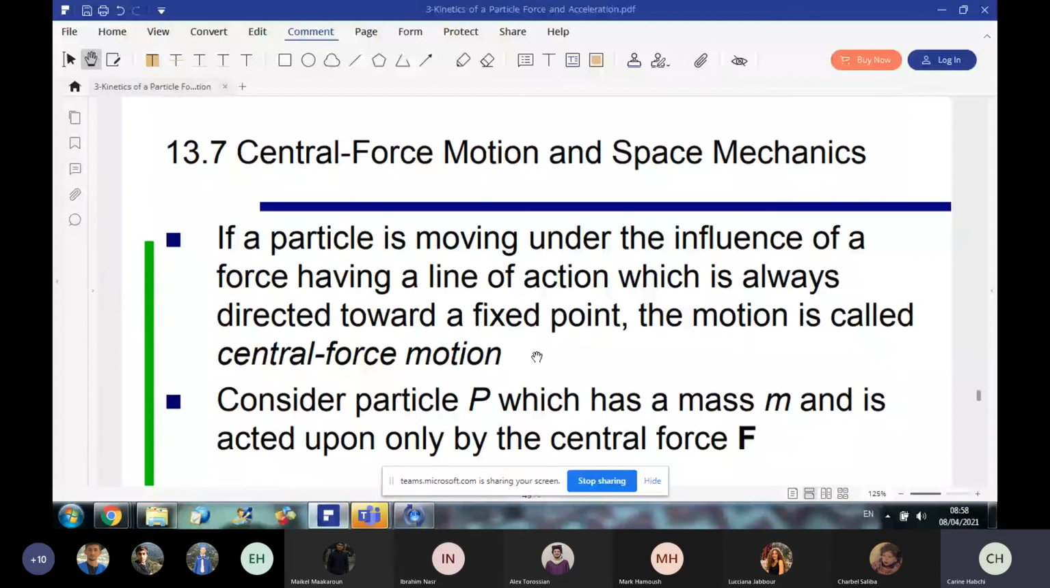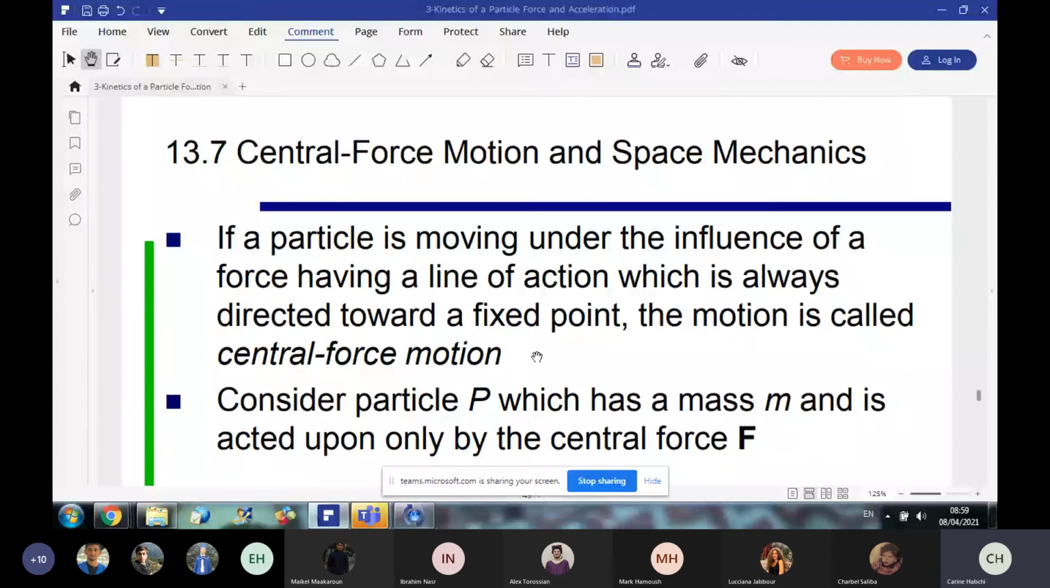Now, the final part in this chapter is central force motion and space mechanics. This part has some conics. Maybe today we won't have time to go over all the details. Next time I will demonstrate everything in detail. Today we will just do an overview of it.